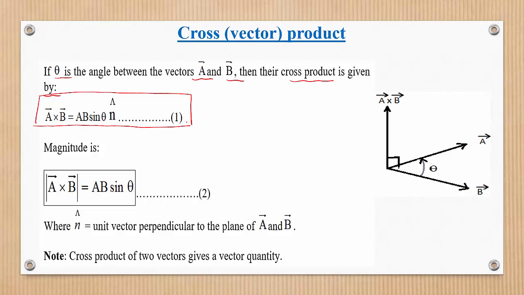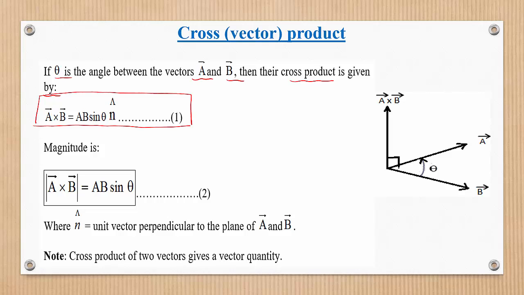Cross product: when you multiply two vectors, if the result is a vector quantity, then it is called a vector product or cross product and it is denoted by the symbol cross. How to read here? Don't read as A into B. What is this? A cross B. When it comes to scalar product, we read as A dot B. But here it is A cross B, right? Vector A cross vector B is equal to AB sin theta into n cap.